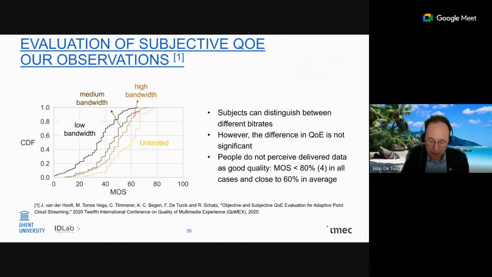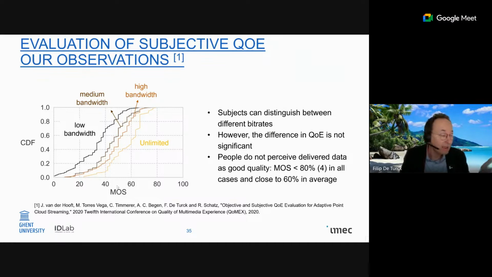And here you see a typical output. So the mean opinion score is the output that users give. So if they really like the quality, then they give 5 on 5, typically 5 stars. And this corresponds to 100. If they only give 1 star, 1 on 5, this is a score of 20. So this is the cumulative distribution function that you see here. And depending on the scenario, so in the low bandwidth scenario, medium bandwidth, high bandwidth, and even unlimited bandwidth scenario, you see the mean opinion scores of the users.